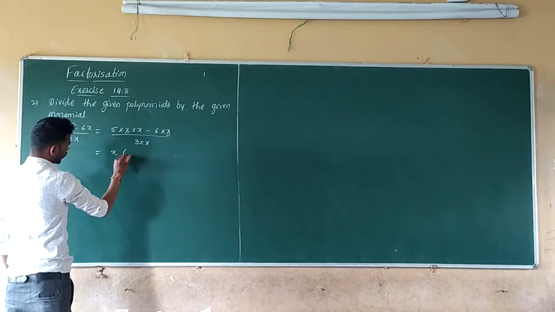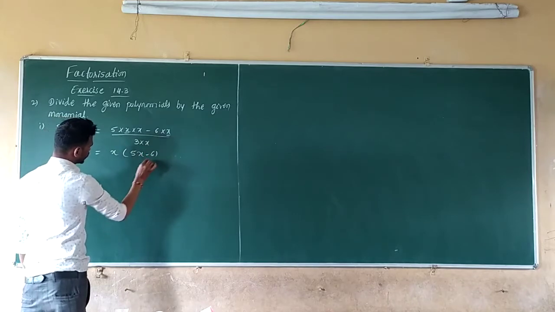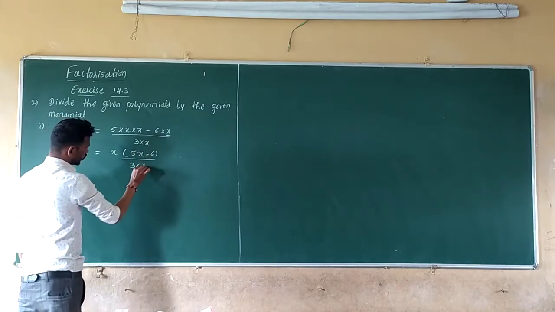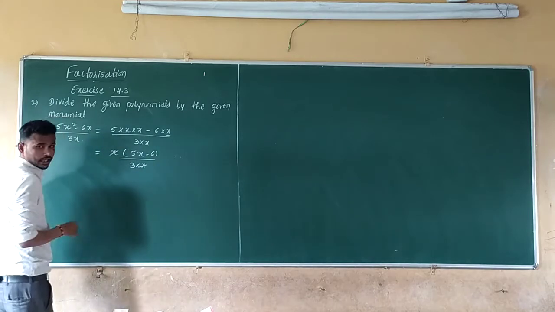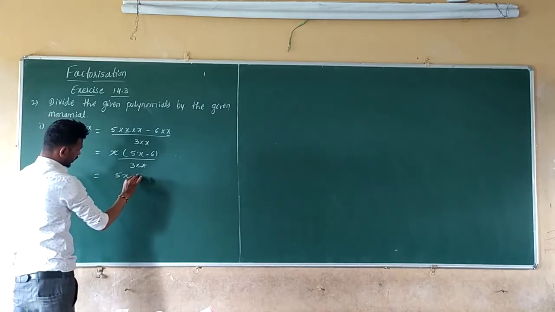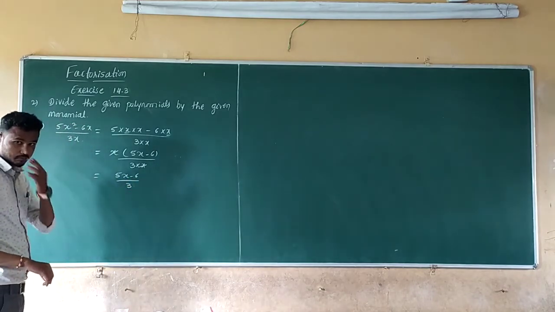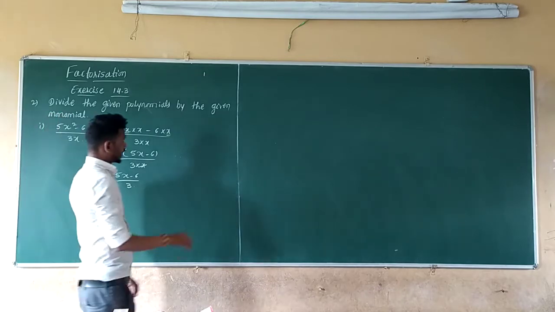So which is equal to what is common in these two now? x. Take that outside. What will remain? 5 into x, 5x minus 6, divided by 3 into x. So x gets cancelled. So the answer is (5x minus 6) divided by 3. So next, second question.